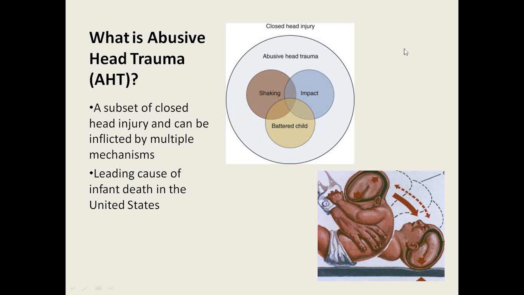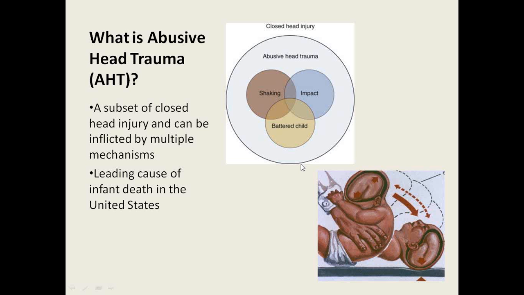But there's also impact, which is the picture down in the corner here, and I wanted to show this because it depicts how a child's head might be impacted against something. So if a child is forced down onto a bed, or their head is forced into a wall or a hard surface, that's another mechanism. And then a battered child would be a child that is being hit or kicked or punched, and their head is being injured as part of a more broad physical abuse.